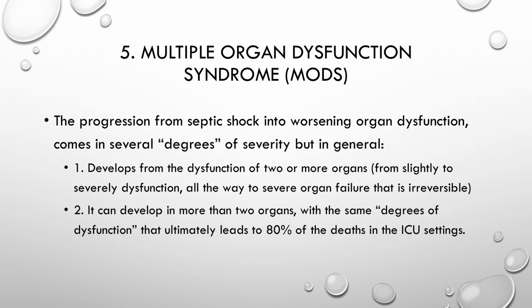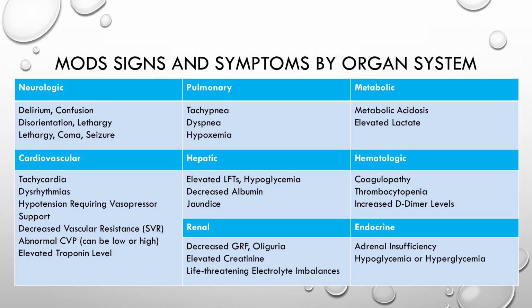The last stage of septic shock and severe sepsis is multiple organ dysfunction syndrome, MODS. So this is the progression from septic shock into worsening organ dysfunction. This comes in several degrees of severity, but in general, develops from the dysfunction of two or more organs, from slight to severe, all the way to severe organ failure that is irreversible. This can continue to develop in two or more organs with the same degrees of dysfunction, ultimately leading to 80% of deaths in the ICU settings. Some of the signs of multiple organ dysfunction syndrome by organ system I have here.